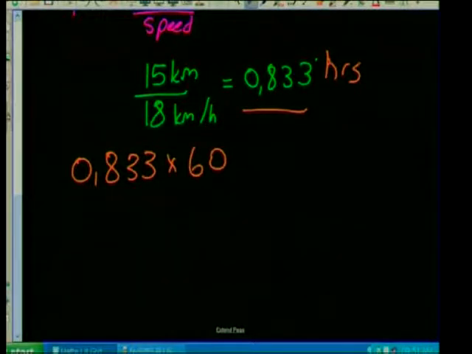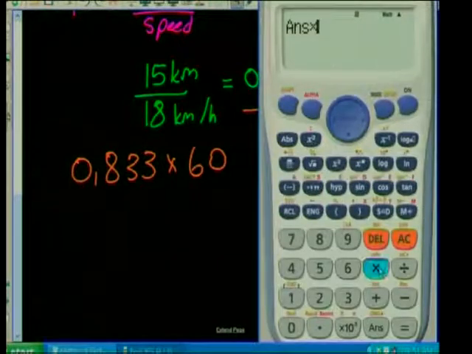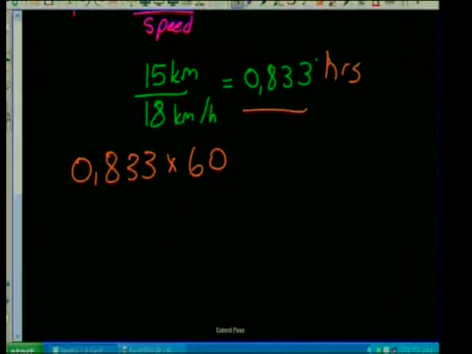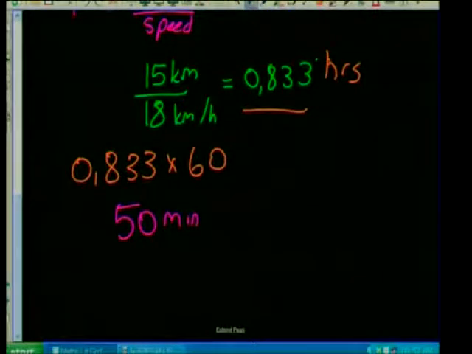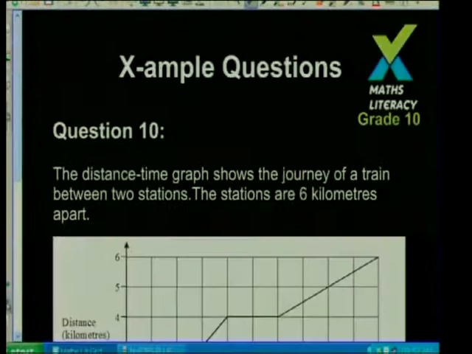So let's get our calculator out. On our calculator, I've already got that answer, so I can just times by 60, and I get an answer of 50 minutes. So it took him 50 minutes to complete. I'm expecting something that is less than an hour. So reread the question: how many minutes did his journey take? We got the answer, and we got it in the unit that they wanted. Move to the next part of the question.